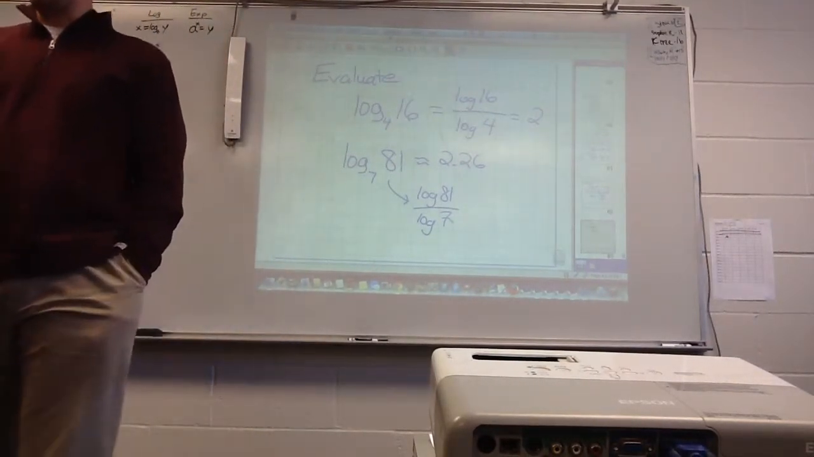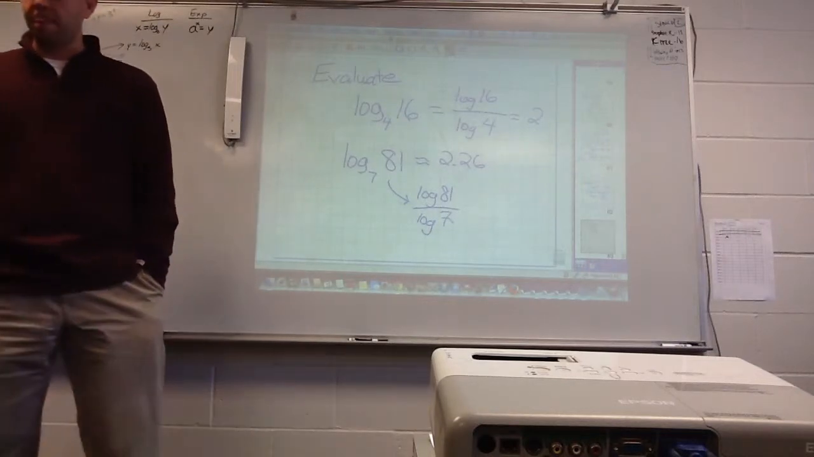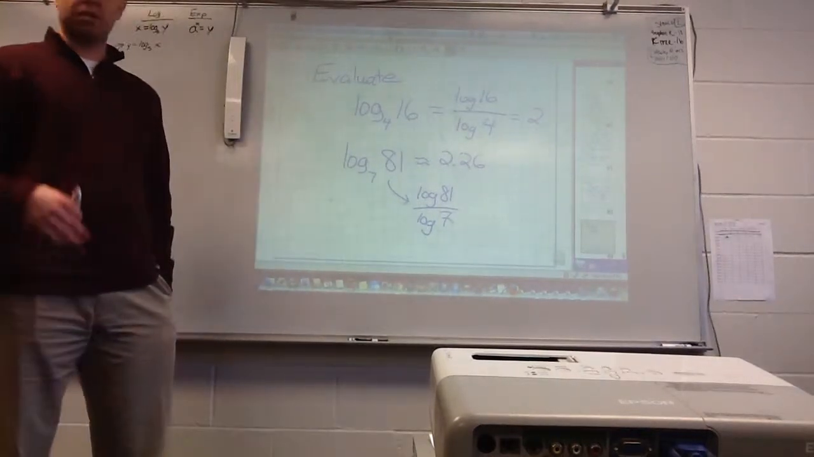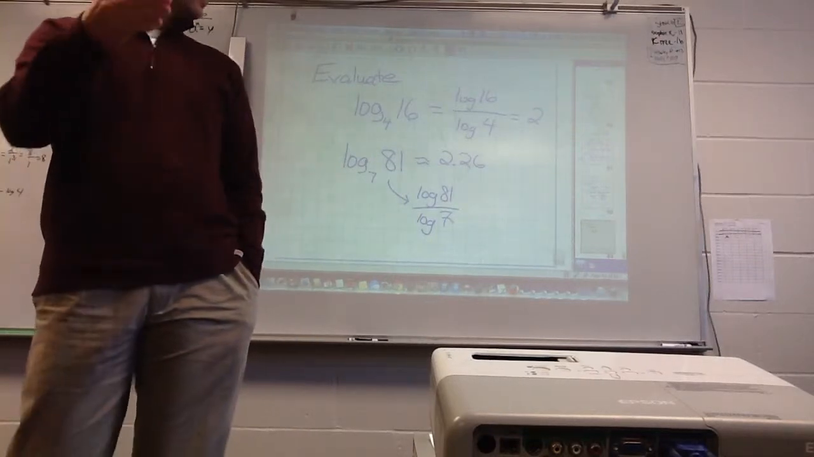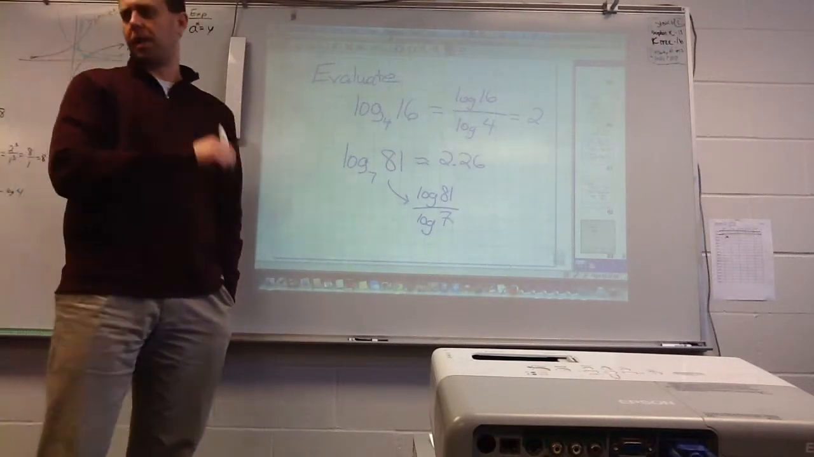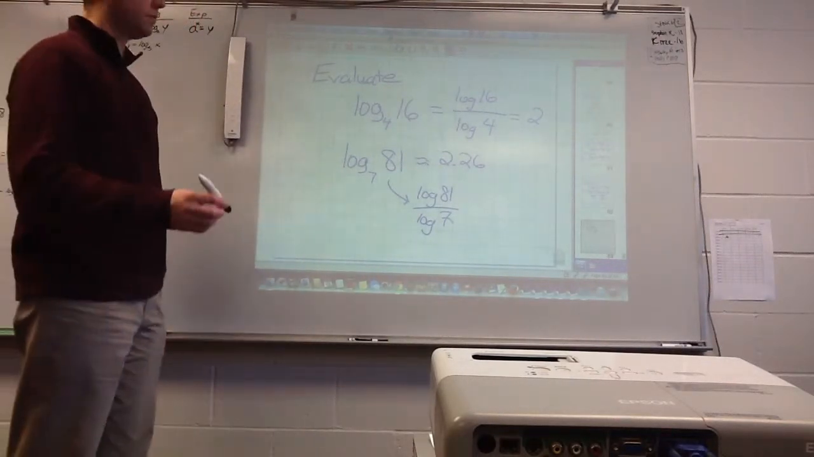All right, so okay on the change of base formula? Now I'm going to do some problems in the next part using those first three properties that we went over. So if you could pause it for a second.